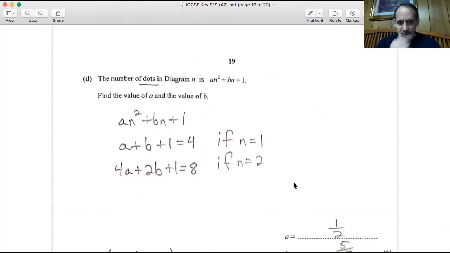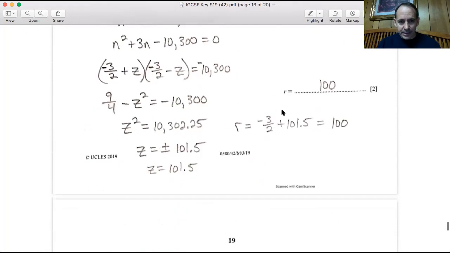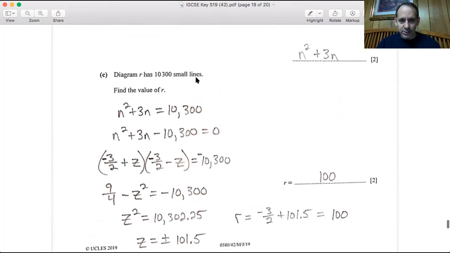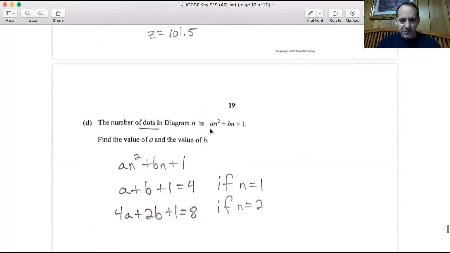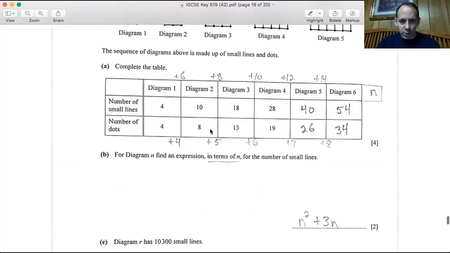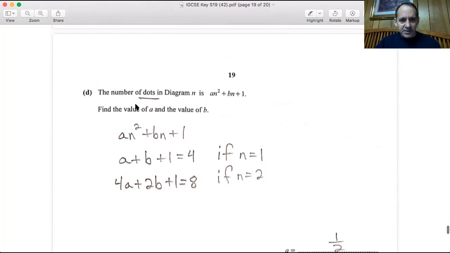Going on, the number of dots. Now pay attention, because up here we're dealing with lines. Now we're dealing with dots. So we're dealing with this lower row of numbers. It says the number of dots is given by this expression, an squared plus bn plus 1. Again, n is the number of the diagram that you're on. Find the value of a and b.